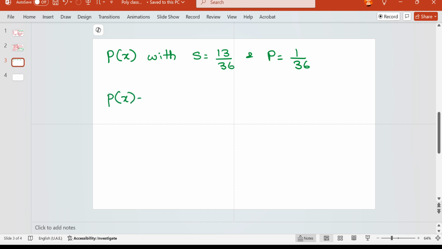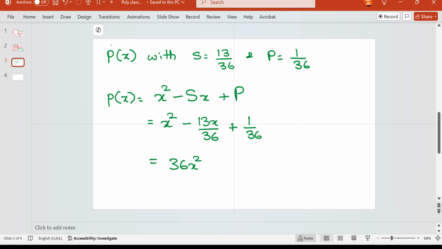P of x is equal to x square minus sum of zeros into x plus product of zeros. That is equal to x square minus 13x/36 plus 1/36. So if I take LCM, it is (36x square minus 13x plus 1) divided by 36, right? So you can write it. Understood, my dear students?